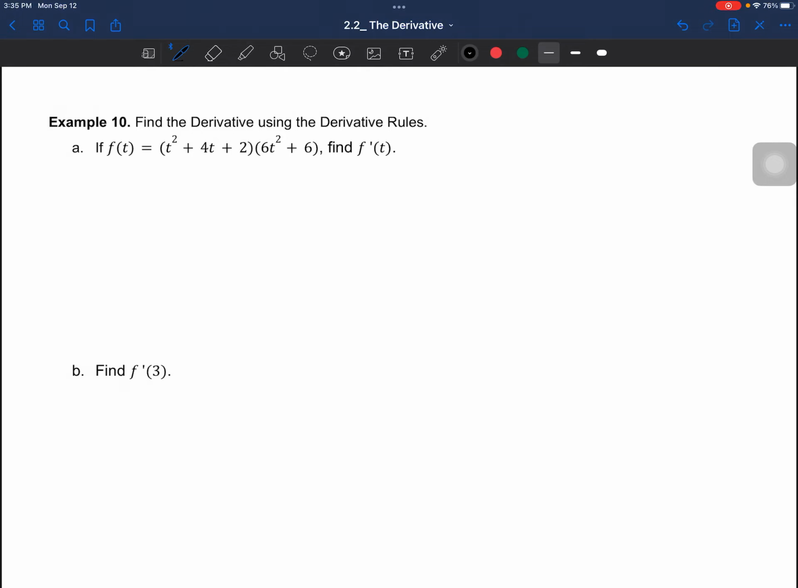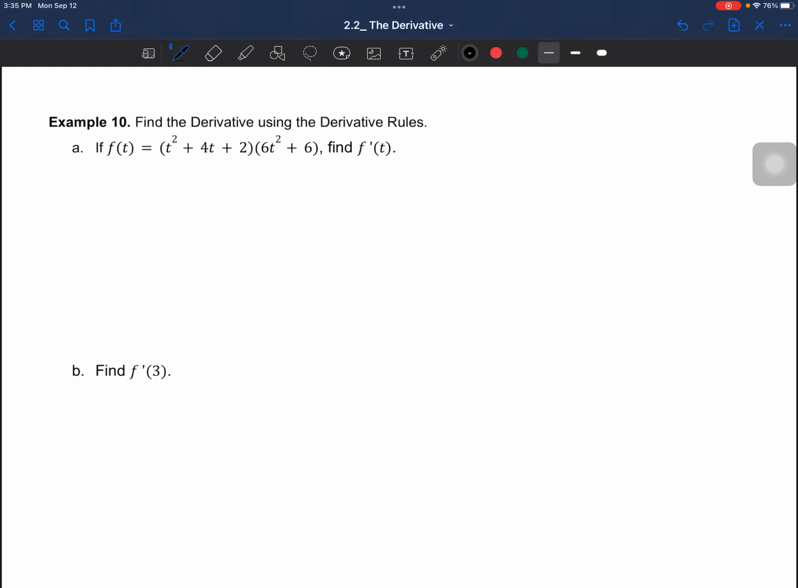All right, so let's try number 10. In this problem we have a function that is a product of two polynomials, in fact a trinomial times a binomial, and they're asking us to find the derivative. So this is again one of those problems where we need to do some setup before we can actually take the derivative. We actually have to simplify this expression to be able to find the derivative.